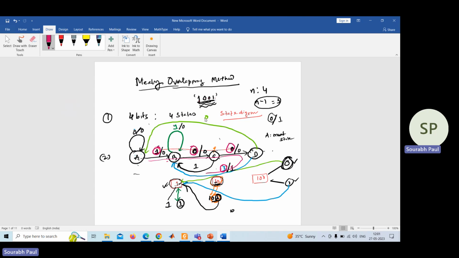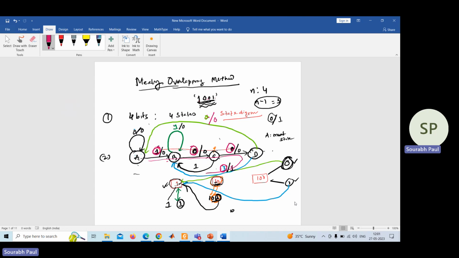Now come to this 0 input. What is it detecting? 1 0 0 0. Is it the sequence we want? No, that's why the output is 0. Okay, so ultimately, this is our state diagram. We have completed the entire state diagram part.